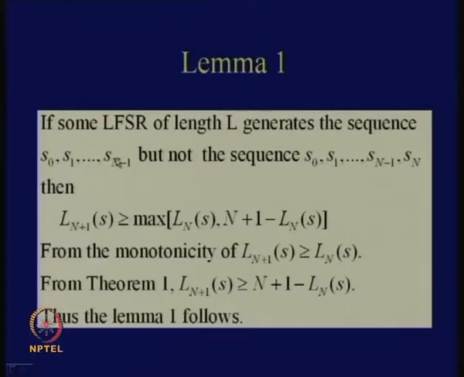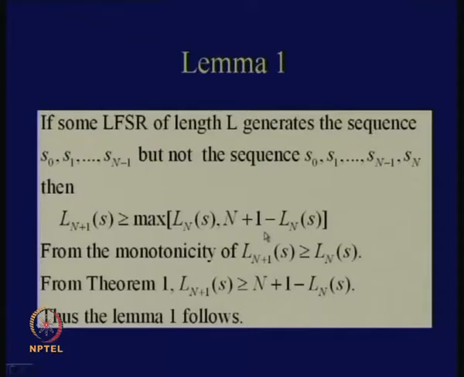So, now let us consider another lemma. The lemma is this: if some LFSR of length L generates the sequence S0 to Sn minus 1, but not the sequence S0 to Sn minus 1, Sn, that is, essentially this Sn is not being generated, then you can actually show that the linear complexity L n plus 1 for this sequence is greater than or equal to max of L n S or n plus 1 minus L n S.